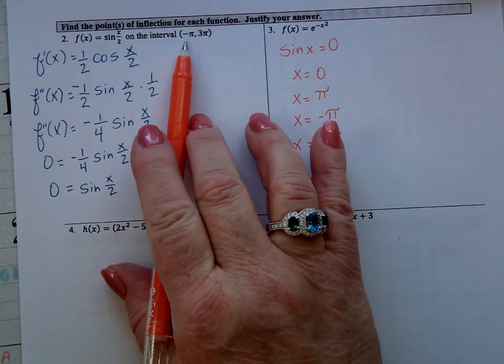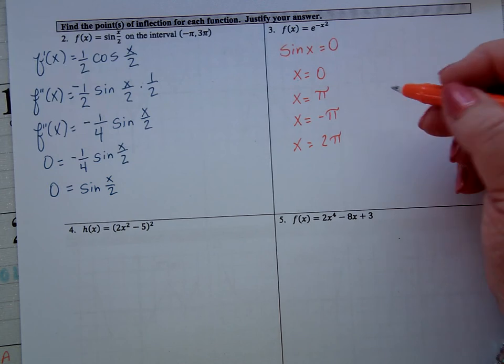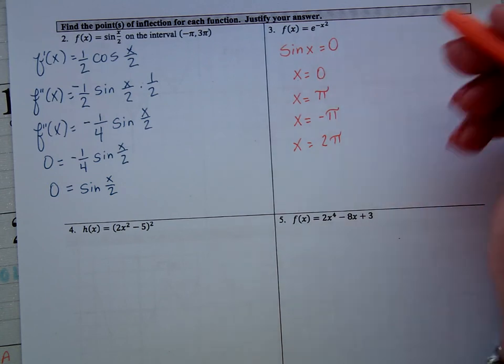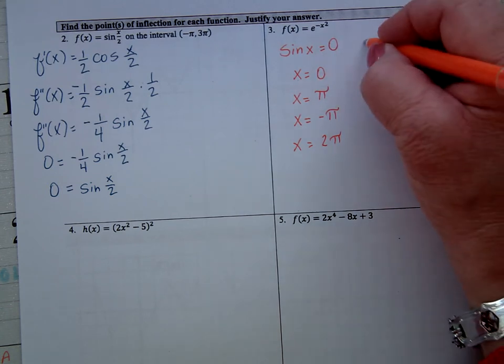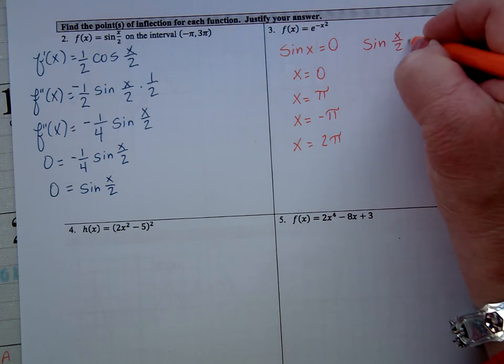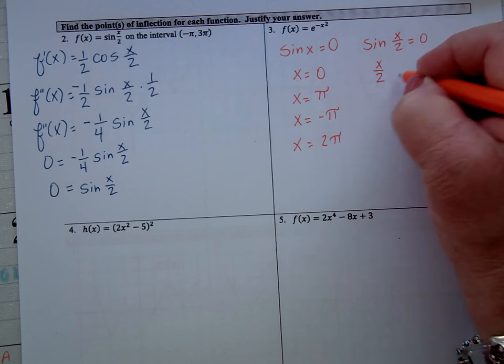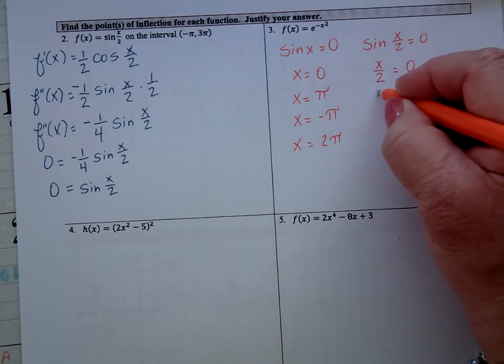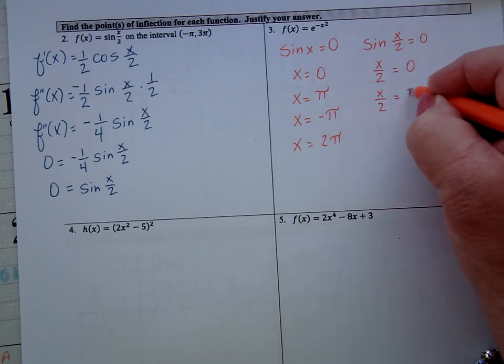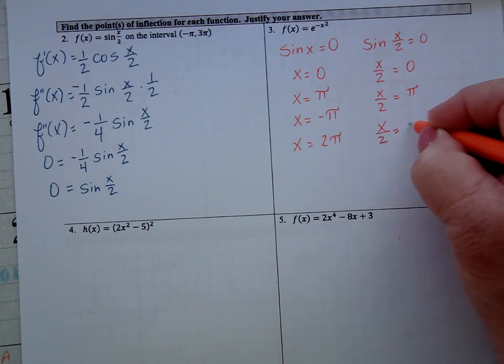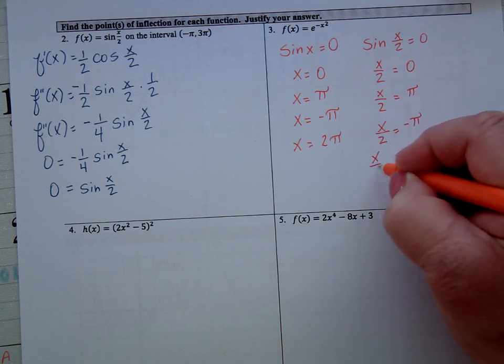So I'm going to stop there for a minute. But that's not what I have. What I have is the sine of x over 2 equals 0. So I have to take each of these things: x over 2 equals 0, x over 2 equals pi, x over 2 equals negative pi, x over 2 equals 2 pi.